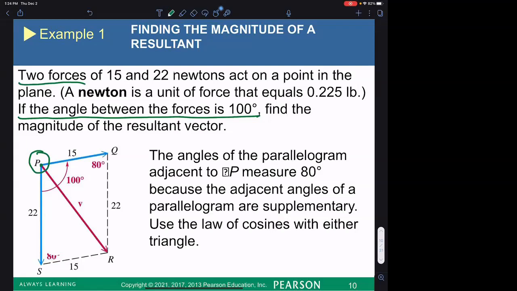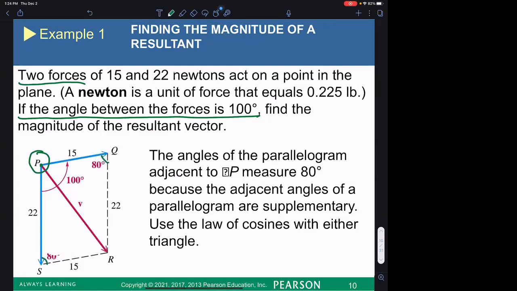So the angles of the parallelogram adjacent to P measure 80 degrees. So what are they talking about? They're talking about this angle up here and this angle down here. The 80 got erased somehow. That's not me erasing, right? Yeah, I can't erase the 80. On the slide, it's erased. Interesting. Anyway, so this angle is 80 degrees and this angle is 80 degrees.